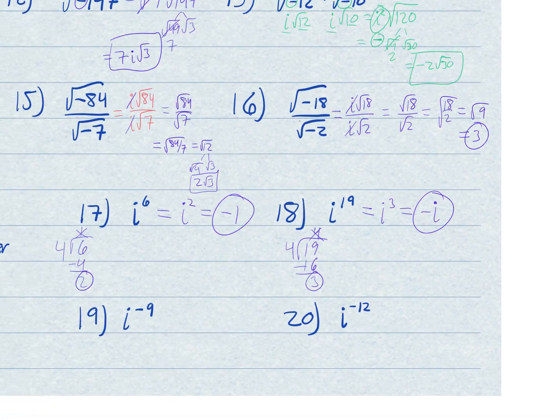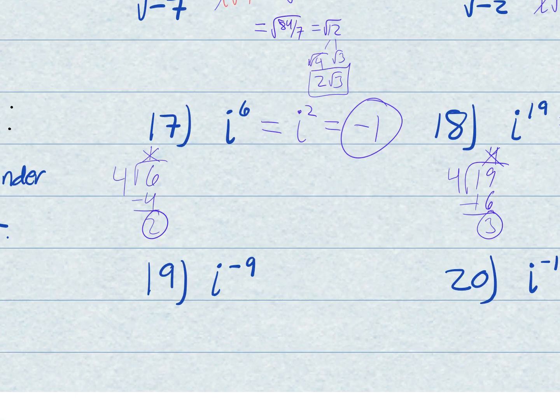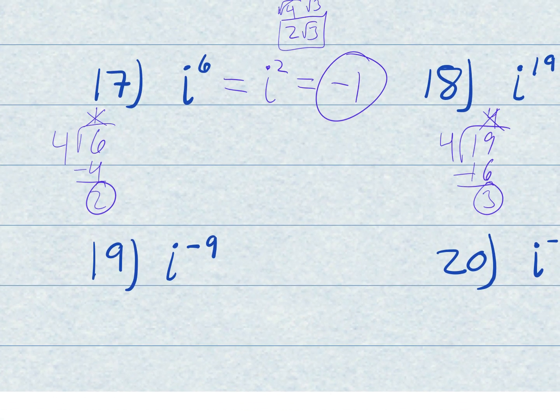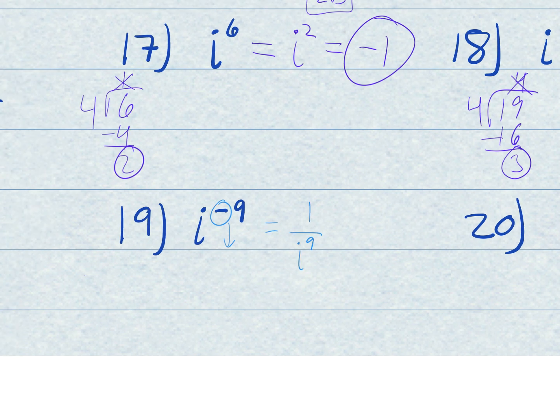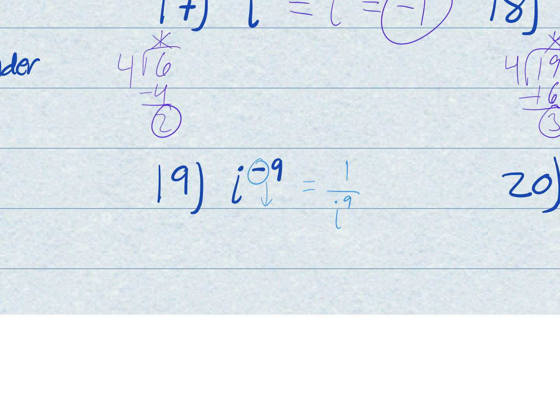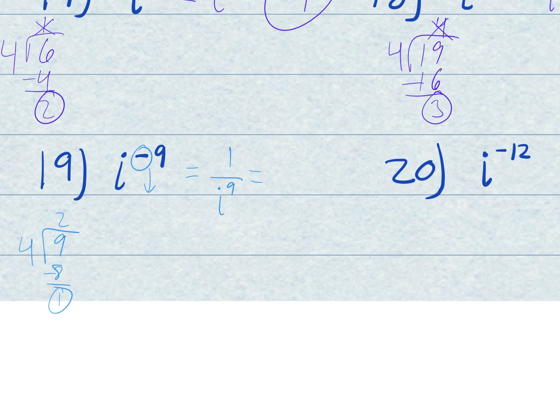All right? And now when we have negatives in our exponents, we want to first bring the negative down to the bottom, right, and make it positive. So we get 1 over i to the 9th, right? And now let's see what i to the 9th is, right? When you divide 9 by 4, it goes into 9 twice, right? Then you get a remainder of 1. So then this is the same as 1 over i to the 1st, or just i.